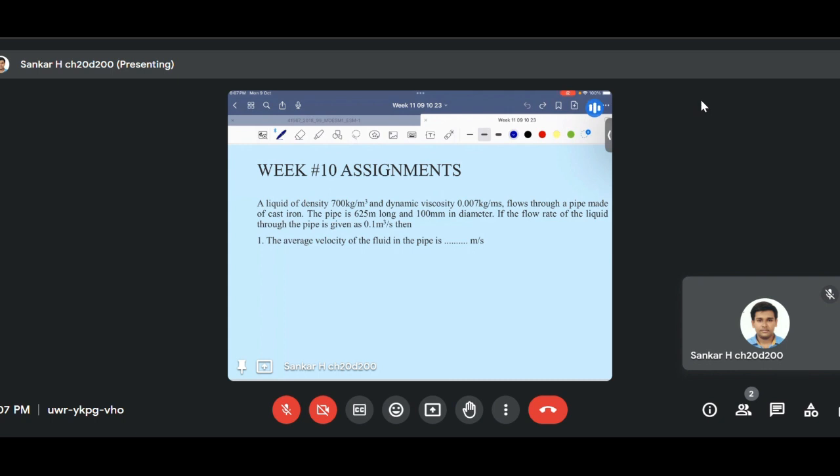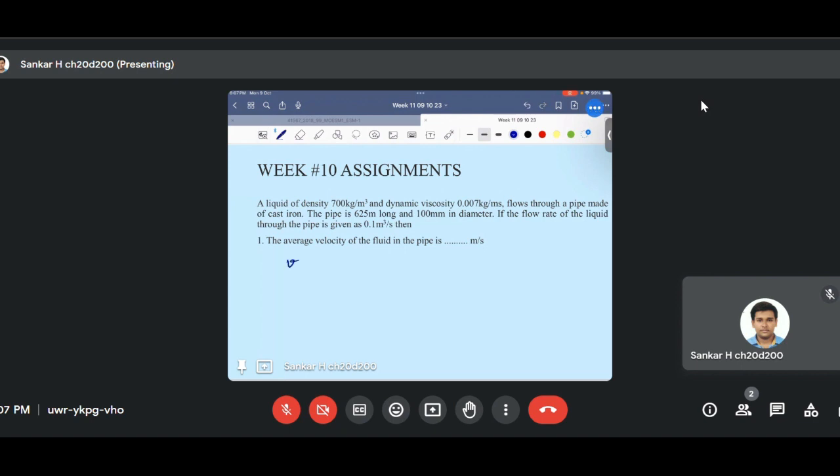A liquid of density 700 kilogram per meter cube and dynamic viscosity 0.007 kilogram per meter second flows through a pipe made of cast iron. The pipe is 625 meters long and 100 millimeters in diameter. If the flow rate of the liquid through the pipe is given as 0.1 meter cube per second, then the first question is we have to find the average velocity in the pipe in meters per second. So let's write down what we require for this.